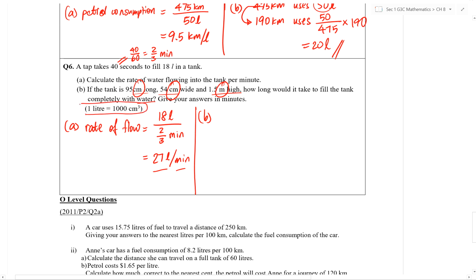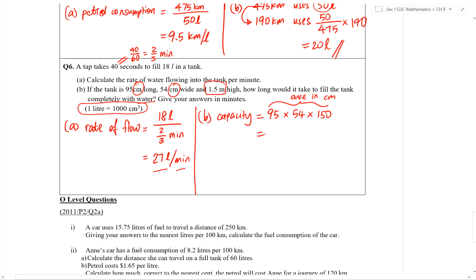So I would like to know the capacity of the tank in liters. They have provided you with the conversion, liters and cubic centimeters. So it makes sense for us to ensure everything is in cm, so that when you multiply them together, our capacity will be in cubic centimeters. Then it is easy to change it to liters. So capacity, or the amount of water required, is 95 times 54 times 150. 1.5 meters is the same as 150 cm. Now all these three are in cm.